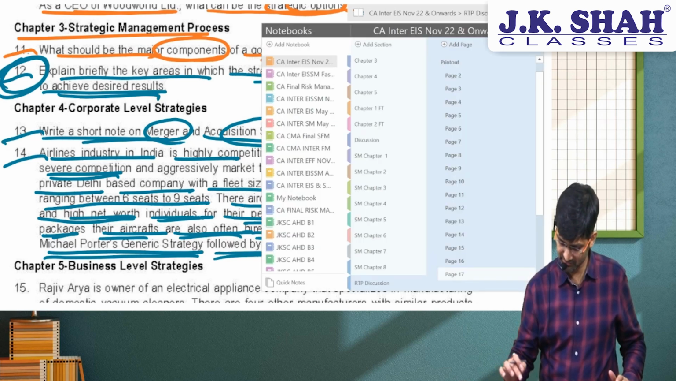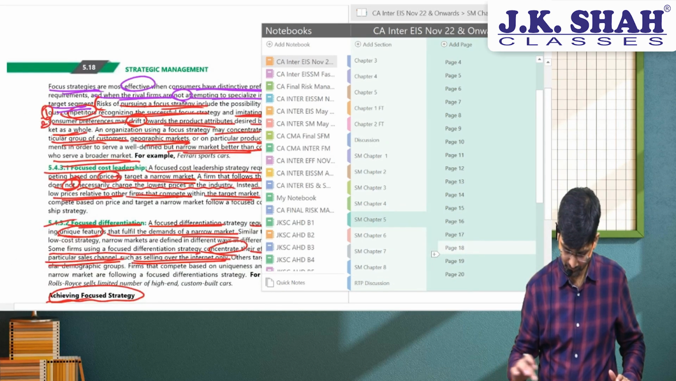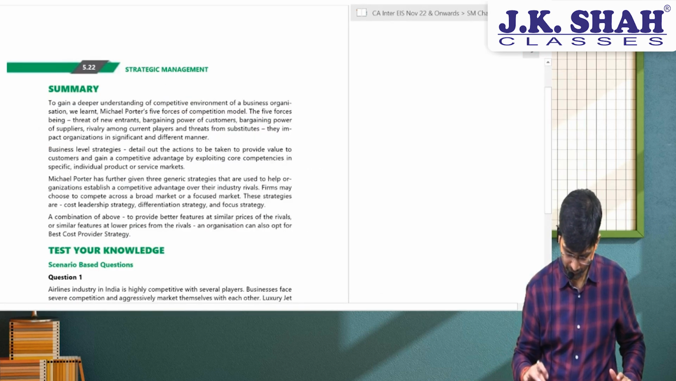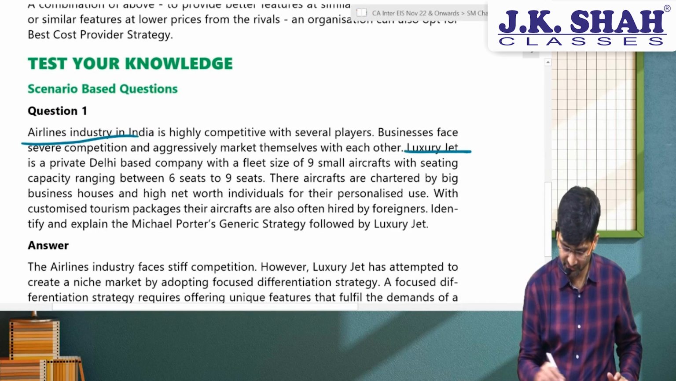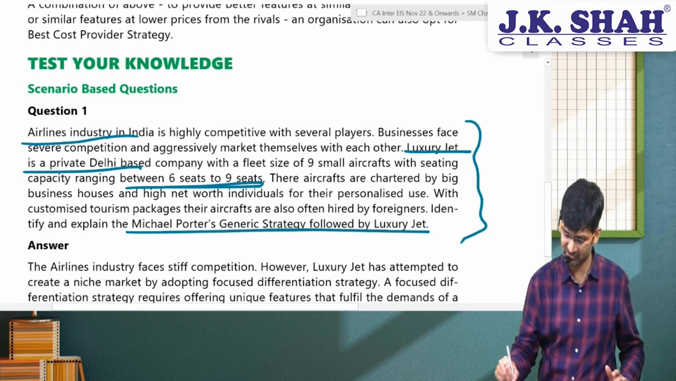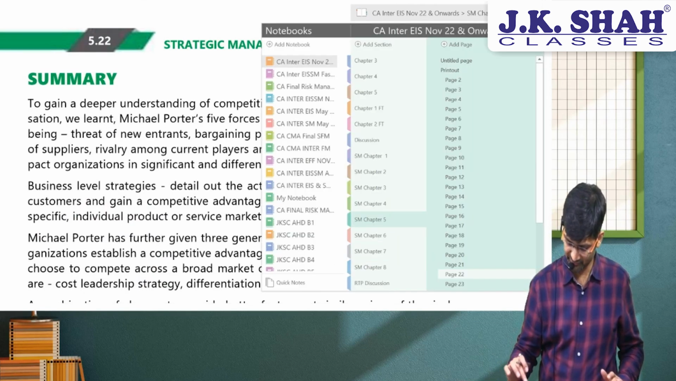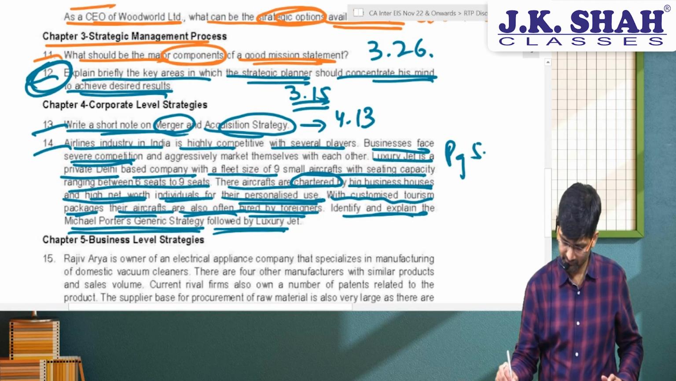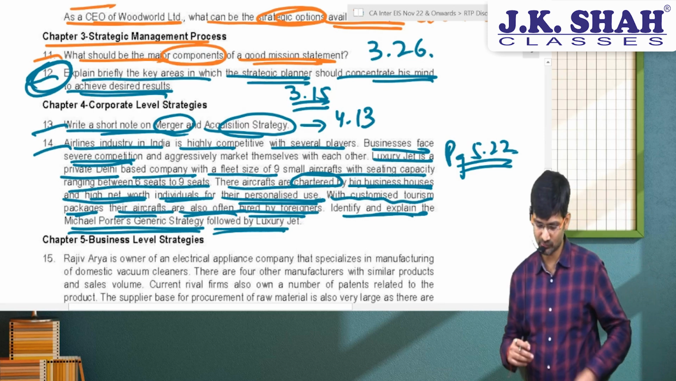By the way, this question is as it is available in your book also. Focused differentiation is in the book, page 5.18. Luxury Jet, airline industries in India. Luxury Jet is a private company, 6 to 9 aircrafts. Michael Porter's, as it is, the question is available in your book, page 5.22 of the ICMAI. So focused differentiation was the strategy to be followed, and page 5.22 is the place where you will find your answer.